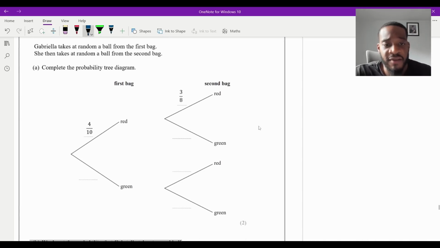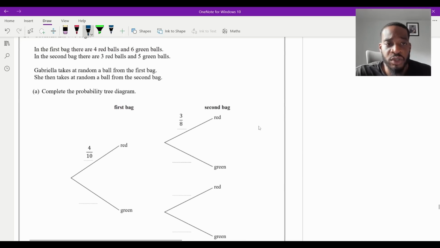So they've given us a bit. So what do we have here? Well, we have the first probability for red would be 4 out of 10. And that makes sense, doesn't it? Because how many balls do we have in total for the first bag? It's going to be 4 plus 6, which is equal to 10. So it would be 4 tenths for probability for a red ball. So for a green ball, it's just going to be 6 tenths, right? Because they have to add to make 10.